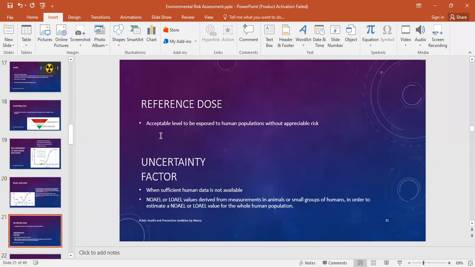Reference dose: the acceptable level at which the human population can be exposed without appreciable risk. This is the reference dose. And the uncertainty factor is used when sufficient human data is not available. NOAEL or LOAEL values derived from measurements in animals or a small group of humans are used to estimate a NOAEL or LOAEL value for the whole human population.